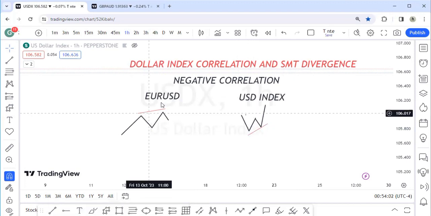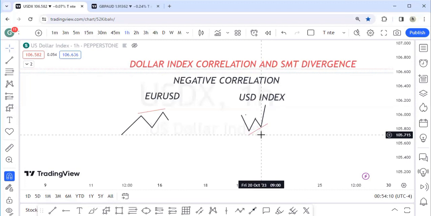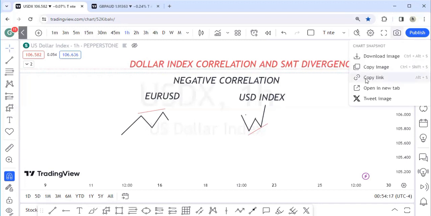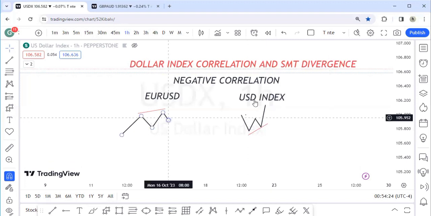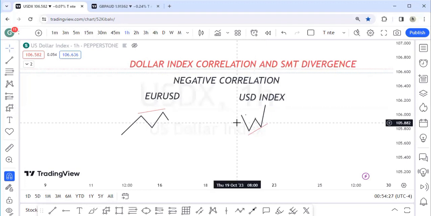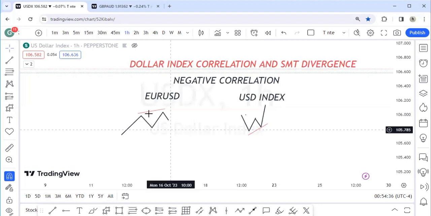So if the EUR makes a high and you don't see a low, remember that they are negatively correlated. If the dollar index doesn't make a low while the euro USD makes a high, we refer to this as the SMT divergence. It means that there is a crack in correlation. That means dollar is not willing to correlate with euro. So most times it implies that smart money is trying to buy dollar. If smart money is buying dollar, that means euro is going to drop. That means this high is a fake out.